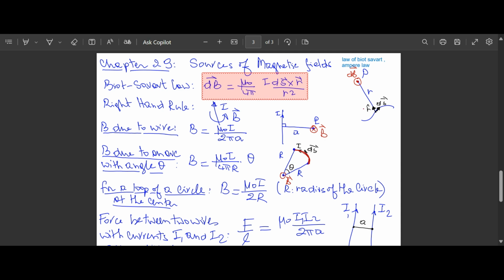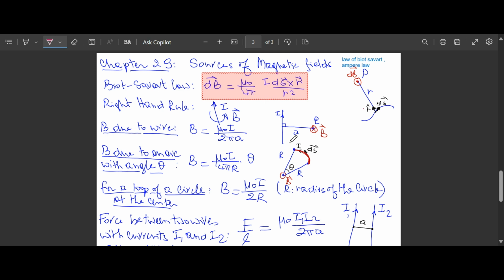Now, this is general. What will we ask you in our problems? We'll make it easy. We'll ask you two situations: when the wire is straight or the wire is curved. For B due to the wire that is straight, if I am at the distance A, and by distance I mean perpendicular distance, or I can call it R.